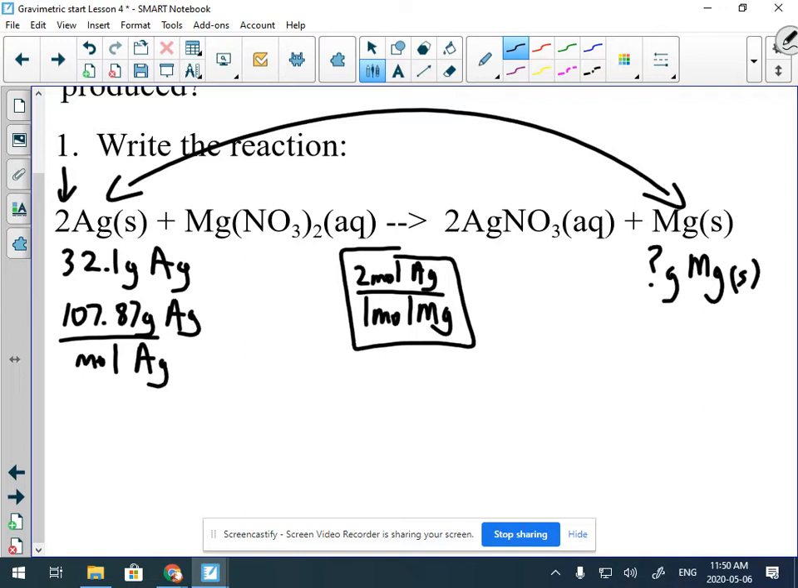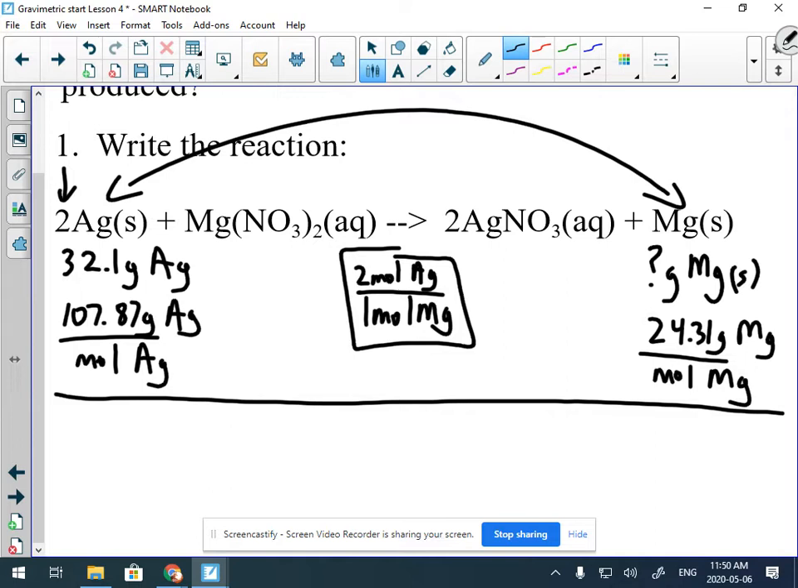Because we're solving for mass of magnesium, I need the molar mass of magnesium, which is 24.31 grams per mole. And that's grams magnesium per mole magnesium. Okay, so we've got everything listed. Now, what does the question want us to solve for? Well, it's wanting us to solve for grams magnesium. So I hunt around and try and find gram magnesium. There it is. It's in the molar mass.